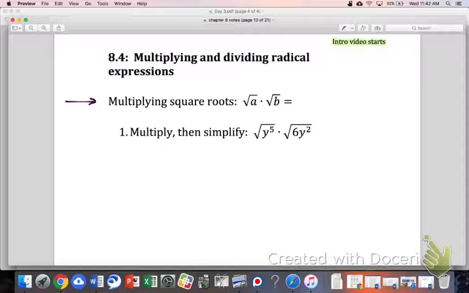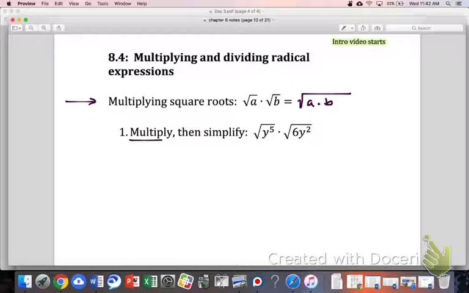If I've got the square root of a times the square root of b, then the result is the square root of a times b. In other words, because they're both square roots, I can combine this into simply the square root of the product of those radicands. So if you're multiplying two square roots together, just write one big square root and write the product of the two radicands inside. We're going to do two examples here.